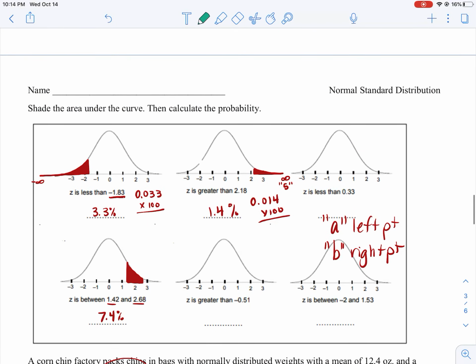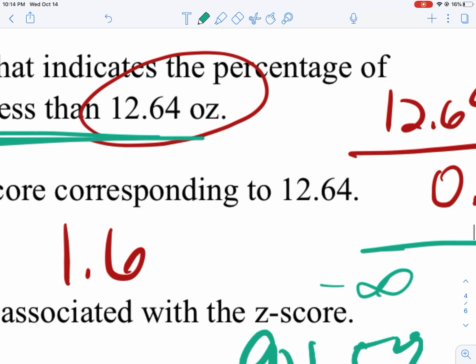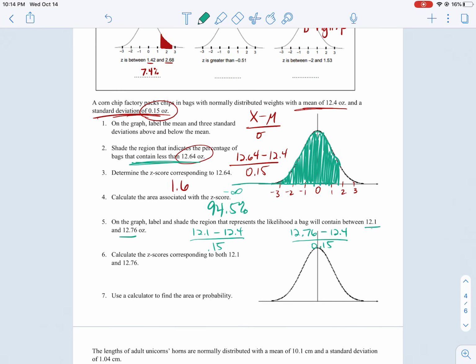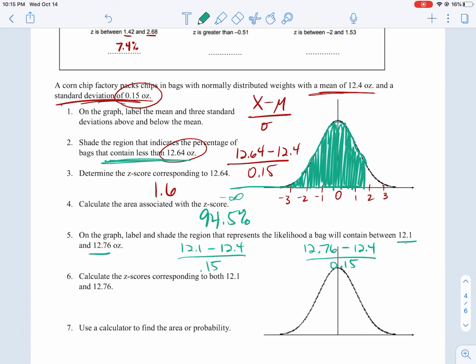So it doesn't matter if you already have the z-scores or if you need to calculate them, right? You have a data point. You're just figuring out what that z-score is, and then figuring out, is it less than? Is it greater than, or is it in between? Sometimes it can be on the outside, which is just the opposite of the in between, but this gives you the basic idea of how you're setting this up.